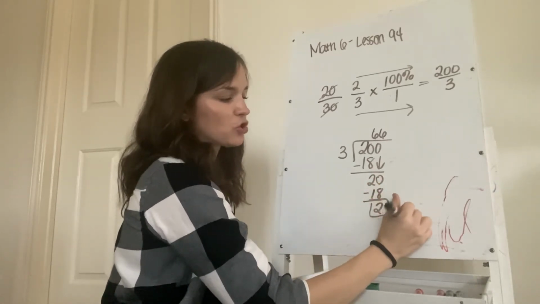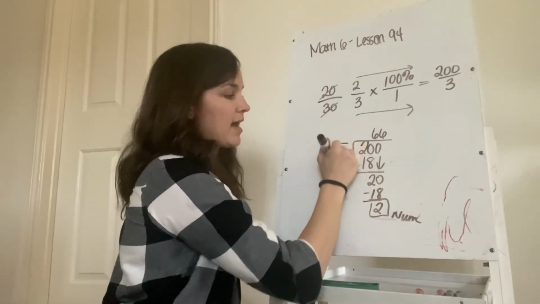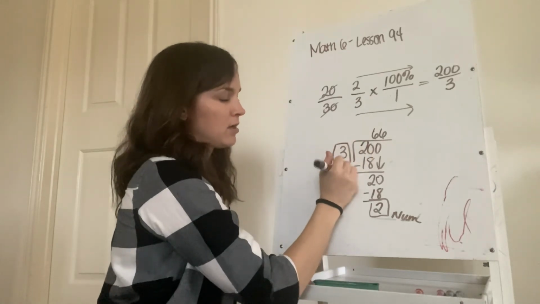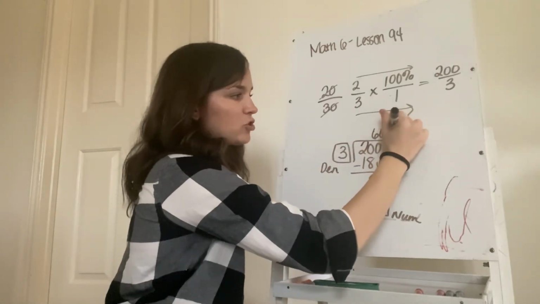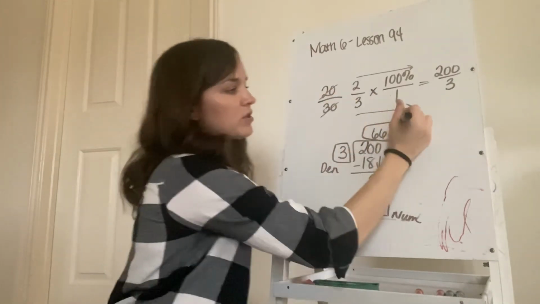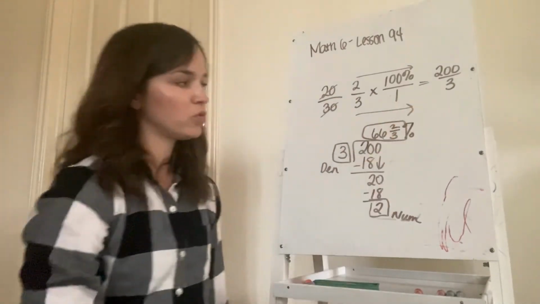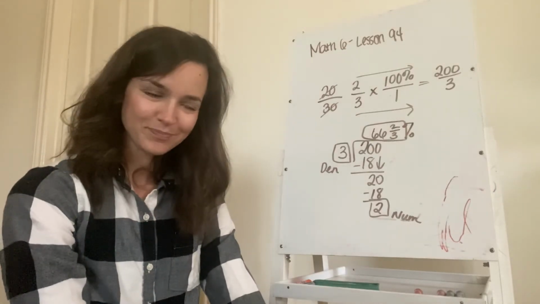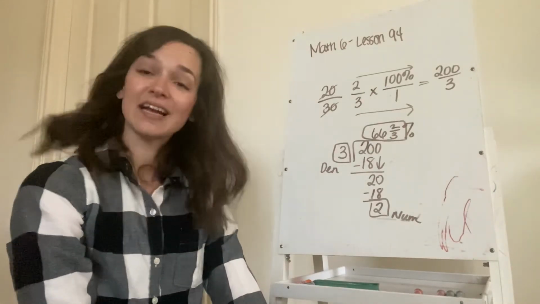Remember, we said that's the numerator. This guy out here, he's the denominator. So then we just make that into the fraction part of our mixed number. And your answer then would be 66 2/3%. And that is lesson 94.